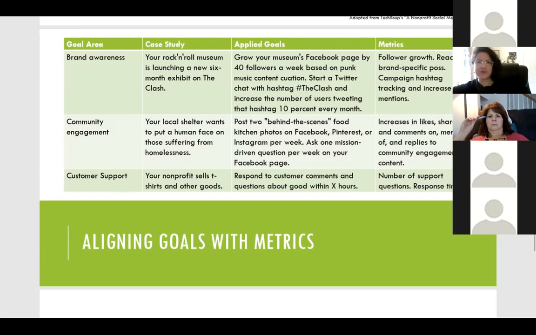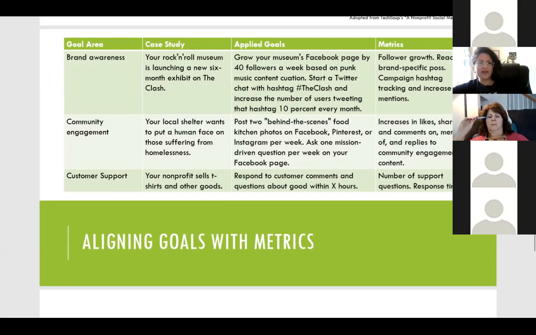You start a Twitter chat with the hashtag The Clash and increase the number of users tweeting that hashtag 10% every month. So your metrics would be follower growth, campaign hashtag tracking, and increase in mentions. This is brand awareness, trying to track brand awareness by starting a social media contest or a Twitter chat with this specific topic, The Clash.